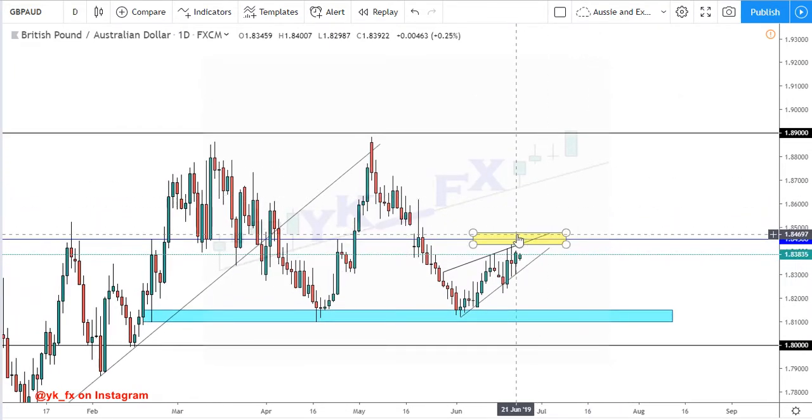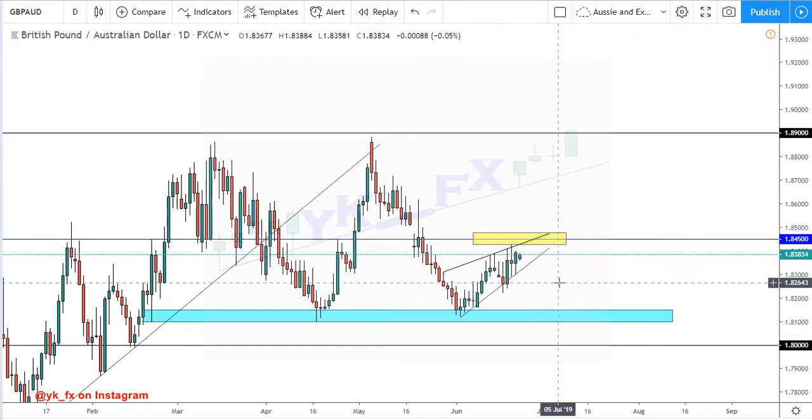If we smash through, we would wait for a retest before taking it long. Okay, and my target there would be 1.89. So either way, we can get 450 pips on this trade. Just wait for the clear signs, otherwise you can very easily lose as well.